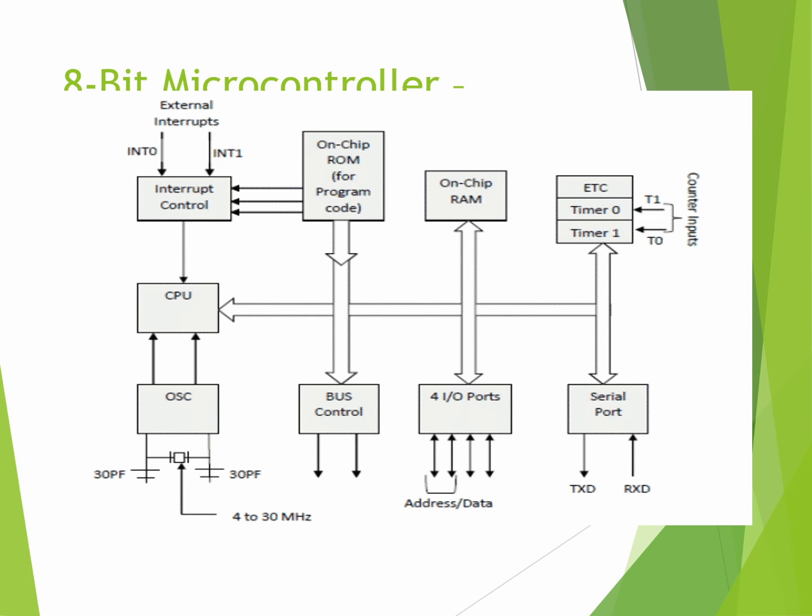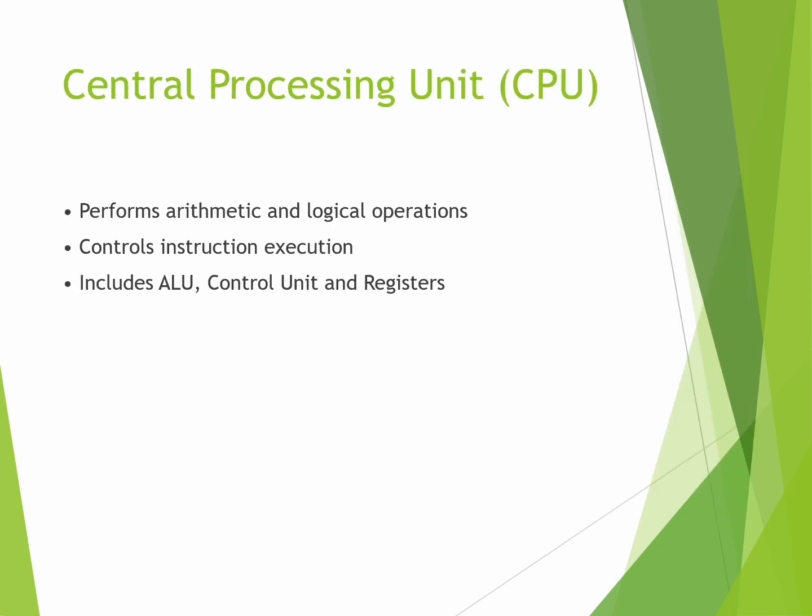This is the architectural diagram of an 8051 microcontroller. It consists of an interrupt control, which is connected to an on-chip ROM. ROM is used for program memory and RAM is used for data memory. Lastly, it consists of timers: two timers, timer 0 and timer 1. Then four 8-bit input-output ports. Totally, it consists of four ports, P0, P1, P2, and P3, which are connected to the bus control. The bus control takes care of the buses, and lastly it consists of the CPU and an oscillator. This is the architecture diagram of the 8051. Then we can see them one by one.